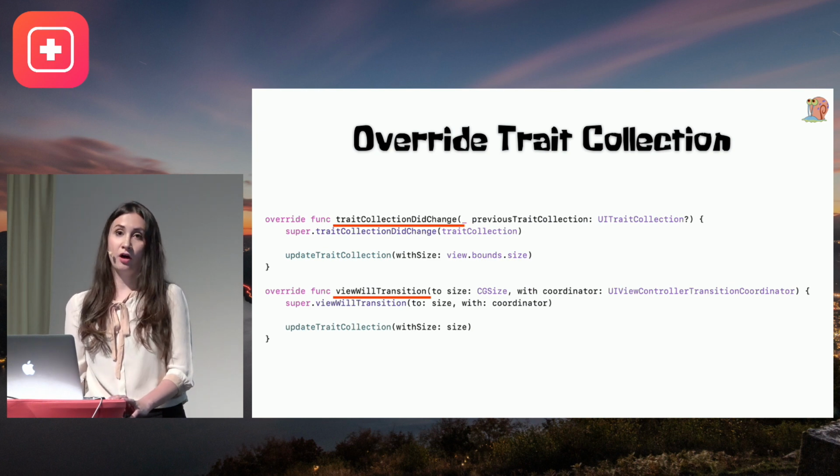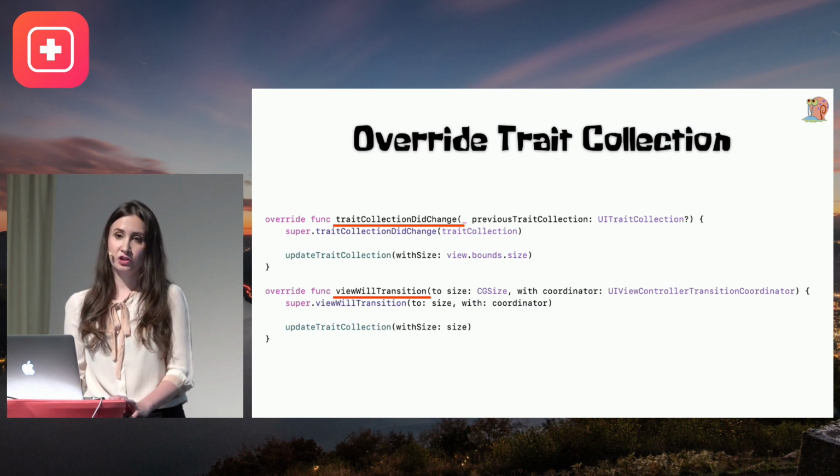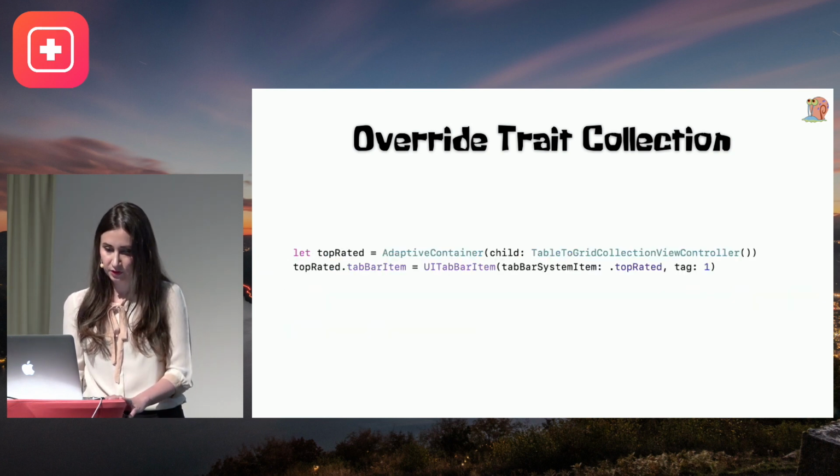And now we need to actually call those updates. We're going to do this in traitCollectionDidChange and viewWillTransition(to size:). traitCollectionDidChange will take care of our initial size, and viewWillTransition(to size:) will take care of all the other updates. And if a trait collection has been assigned before, the view won't get a duplicate callback, so it's fine to call this as many times as you want.